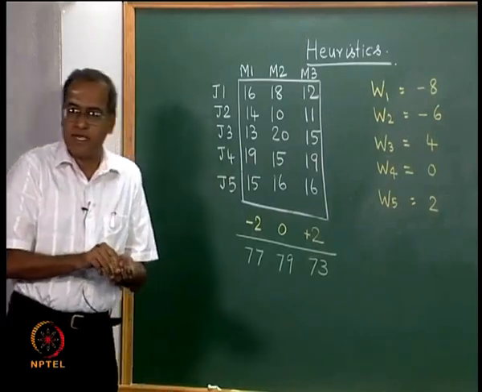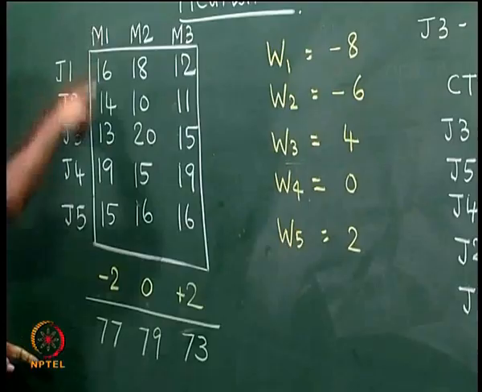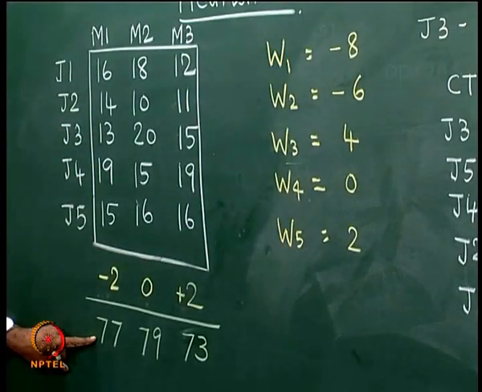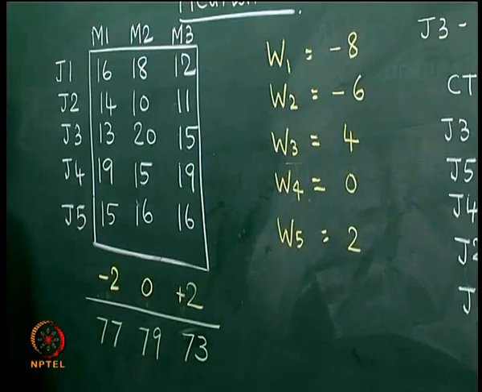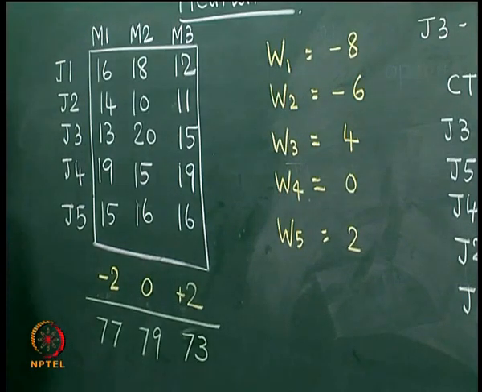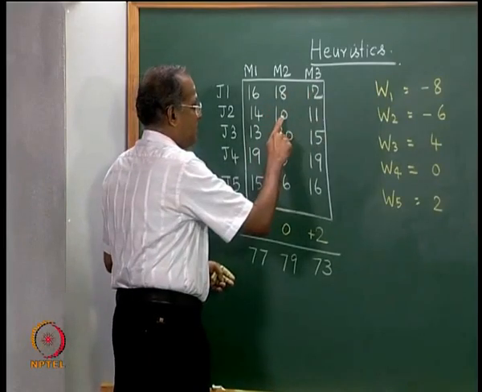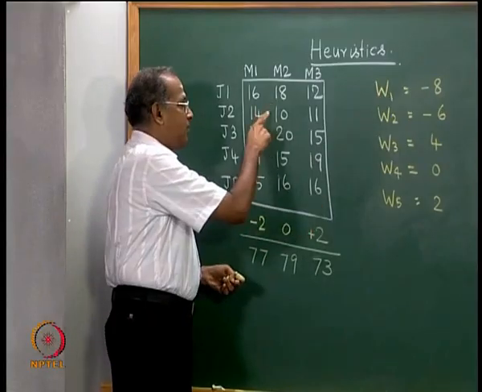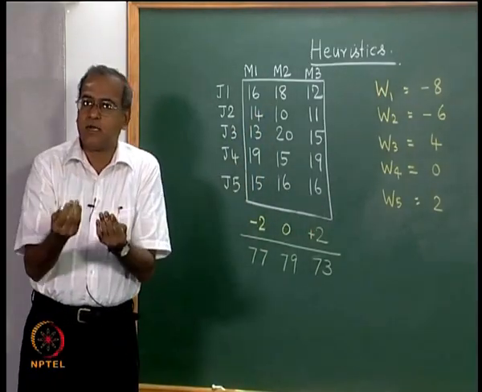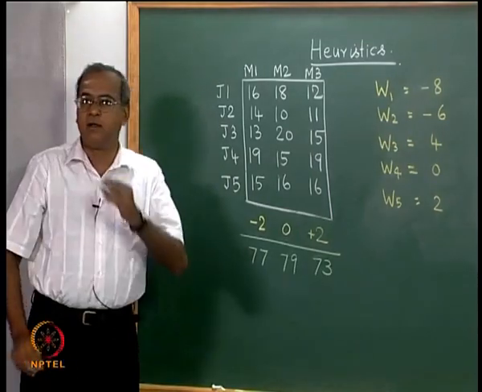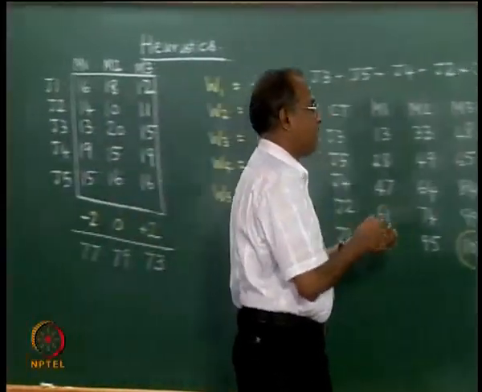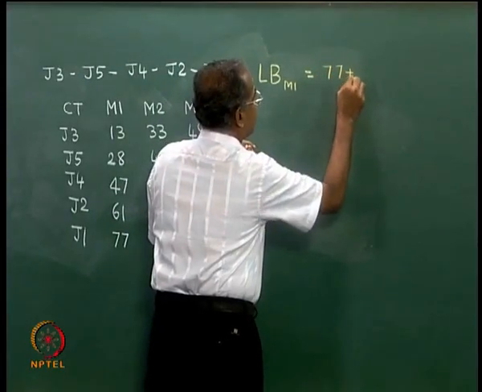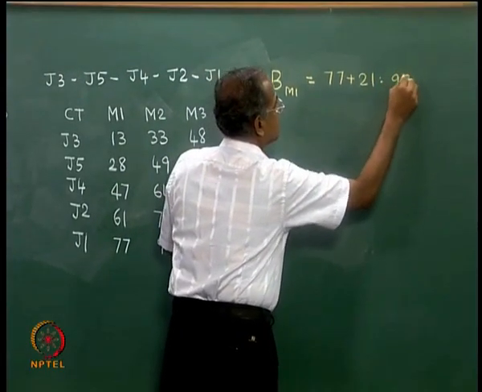So, the lower bound based on each of these: M1 alone requires 77 time units, but then the last job on M1 has to go to M2 and M3. So, the minimum additional time that we require is the minimum of these sums: 30, 21, 35, 34, 32, 21. 21 is the minimum. So, minimum additional time required is 77 plus 21. So, lower bound based on M1 is 77 plus 21, which is 98.